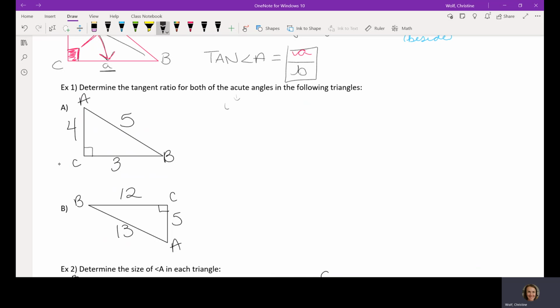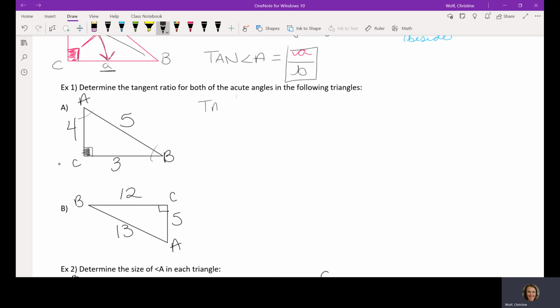An acute angle is any angle less than 90 degrees, okay? And so if we have a triangle with a right angle in it, the other two will always be acute angles, always. So I'll say that again. If you have a triangle with a right angle in it, the other two angles will for sure be acute angles, less than 90. So in this case here, we're going to determine the tangent ratios for both angle A and angle B. Okay, so I'm going to start with A just because it's alphabetical.